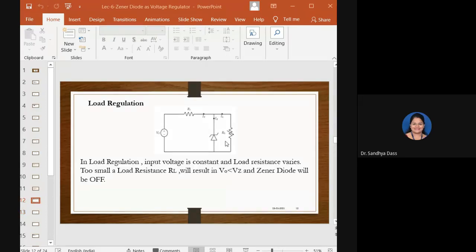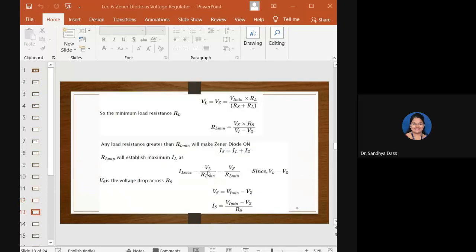Okay, IL is equal to VL by RL, where VL is nothing but the voltage across the load, which will be nothing but the voltage across the Zener diode, VZ. So you can substitute IL max is equal to VZ by RL minimum, right? So to have the maximum load current, the load resistance will be minimum, right? Obviously. So that will give you the maximum load current.